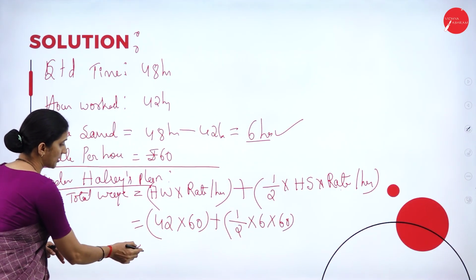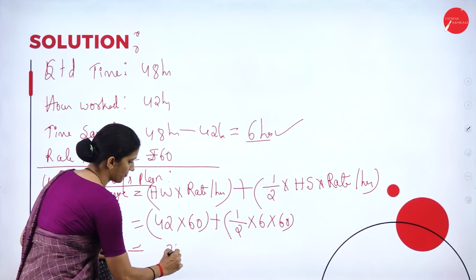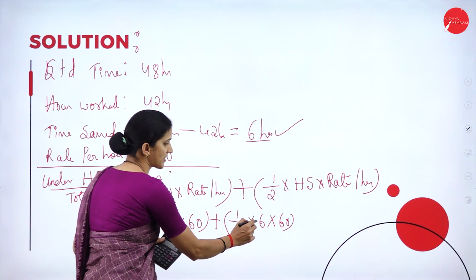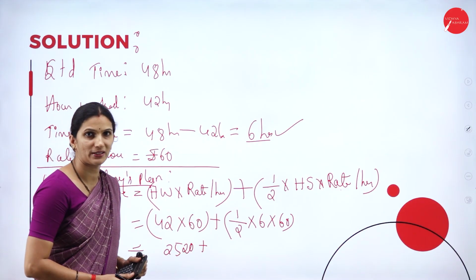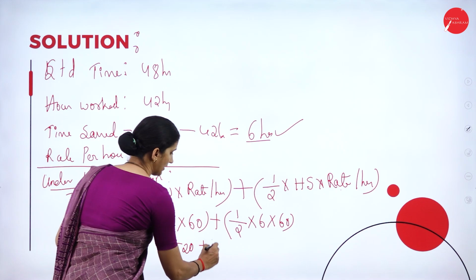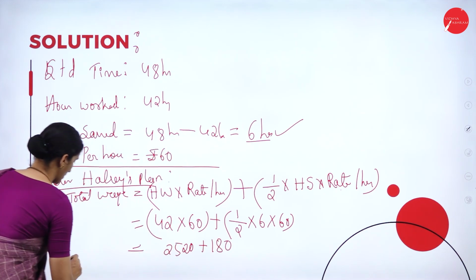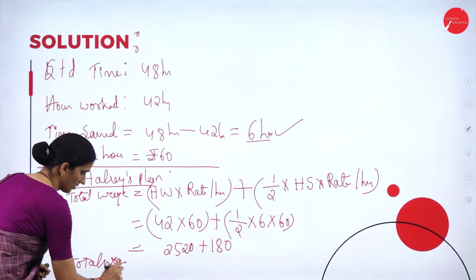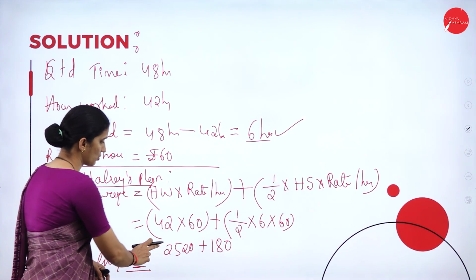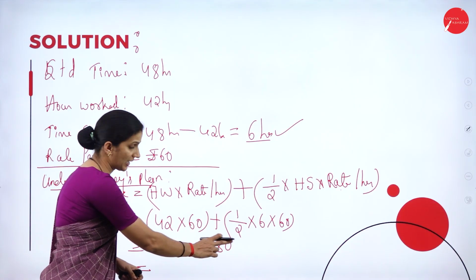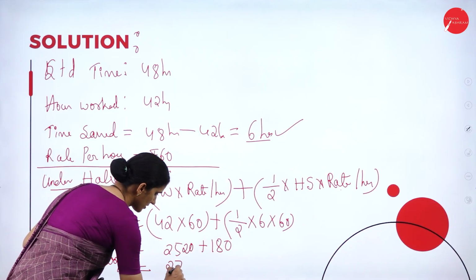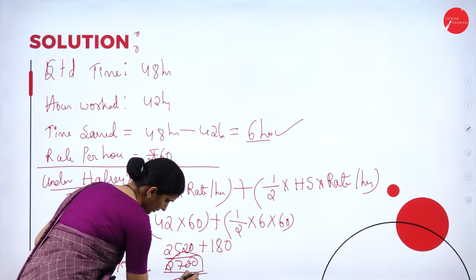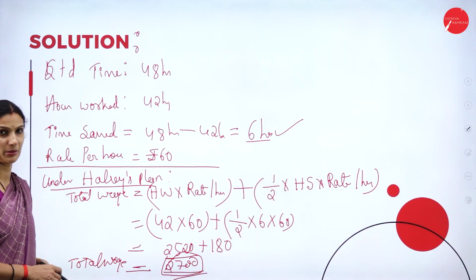So now you can simplify that: 2520 plus half of 6 into 60. If you simplify that, you will get 180. So that means your total wage under Halsey's plan is 2520 plus bonus 180, that is 2700. So this is the total wage under Halsey's premium plan.